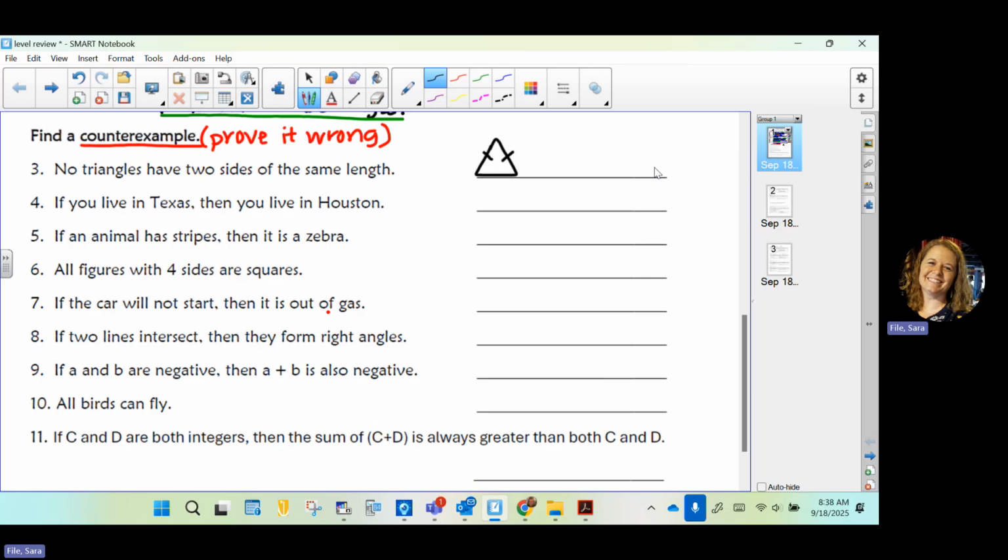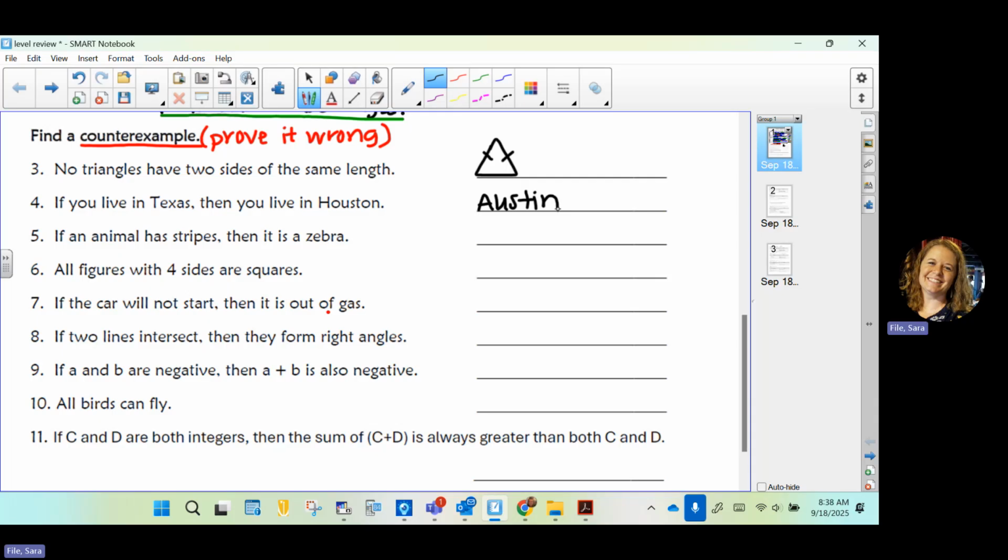Number 4 says, if you live in Texas, then you live in Houston. So what's an example of somewhere you could live that's in Texas that's not Houston? A lot of possibility. I heard like 8 different answers there. I'm just going to go with Austin. Okay, you could have said Dallas. You could say League City, Webster, Galveston. Anywhere in Texas that's not Houston would be a counterexample.